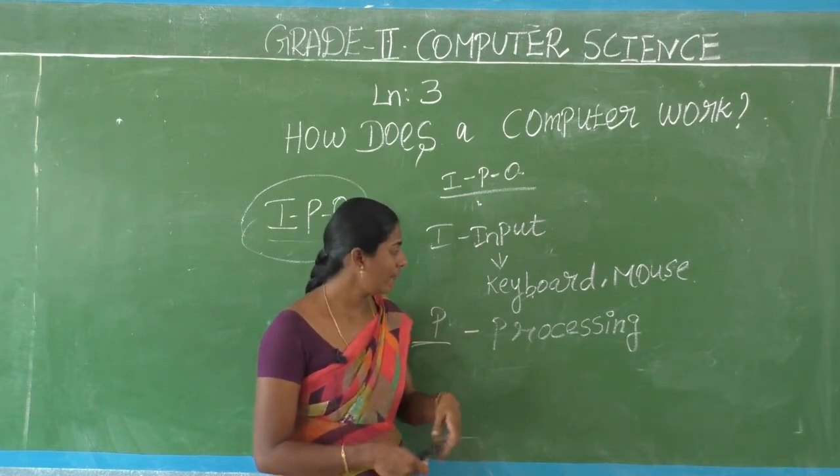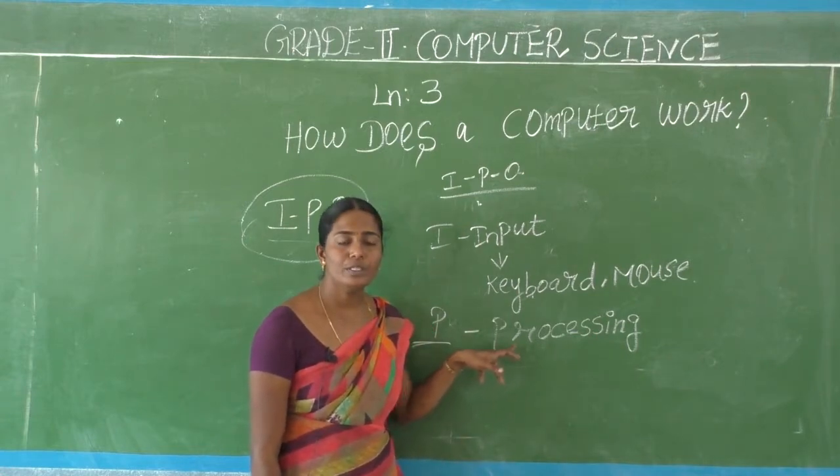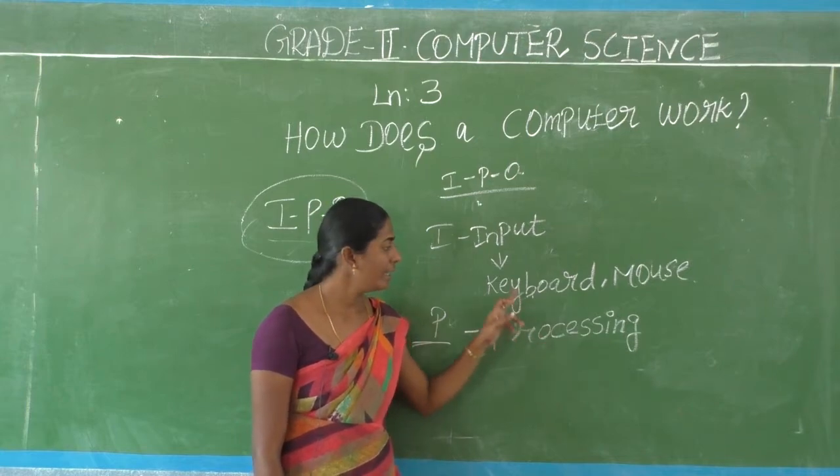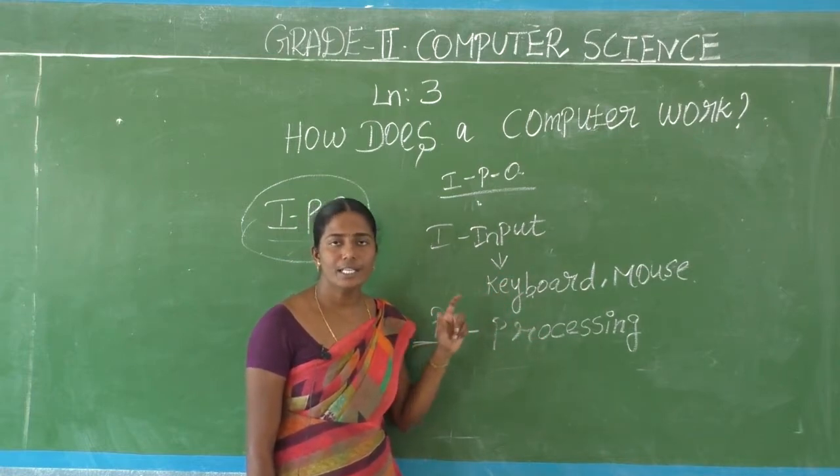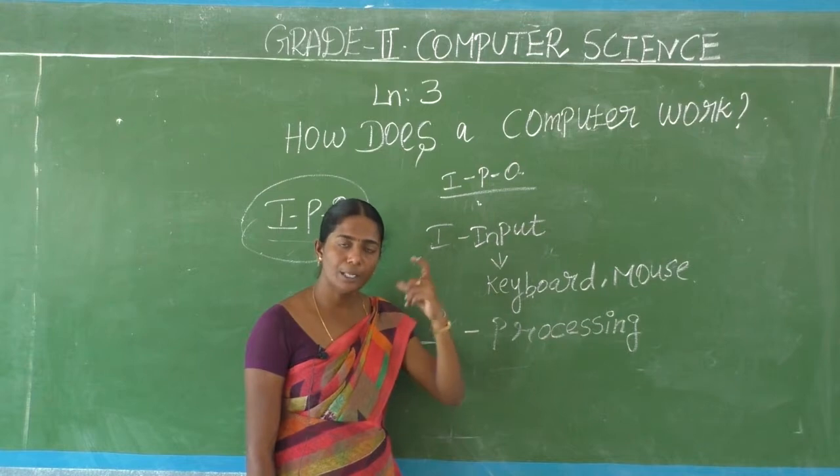Processing. So, okay. Here the CPU is that. We use the keyboard and mouse to give the input here, no. Where does it work? In that CPU. Here the CPU is called the processing.